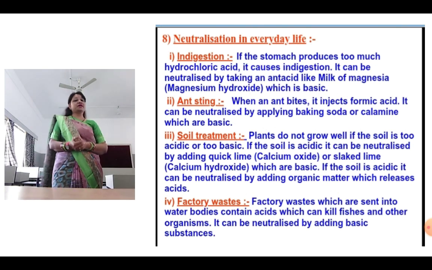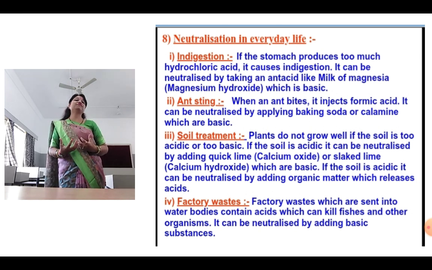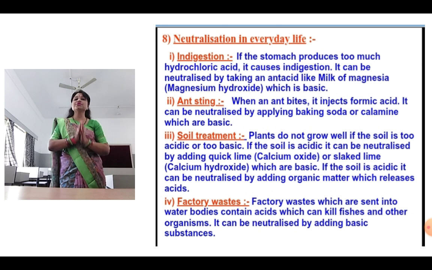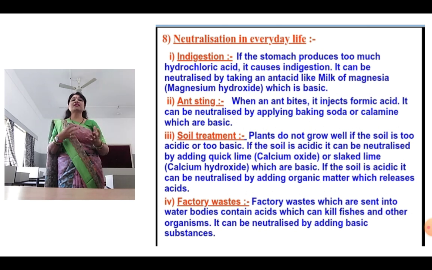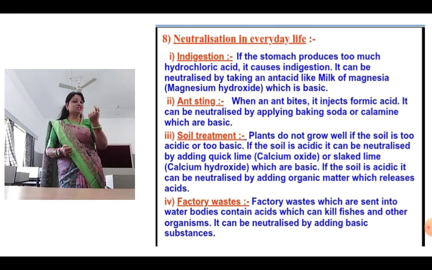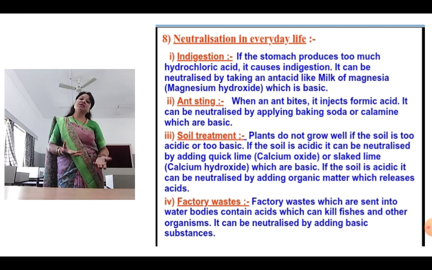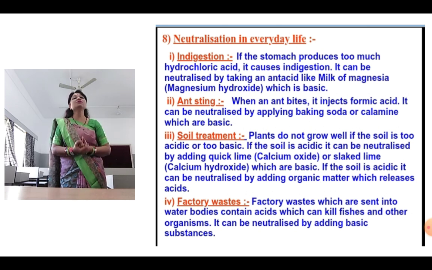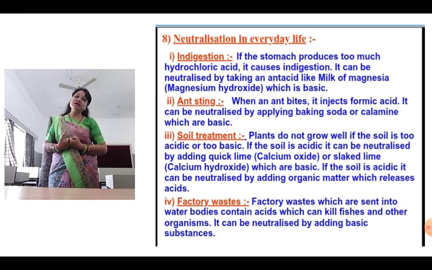Now the neutralization reactions in everyday life. First is indigestion. Many times we have discussed when we feel acidity. If the stomach produces too much HCl, that is hydrochloric acid, it causes indigestion. Now it can be neutralized by taking an antacid. Tablets are there in the market, or like milk of magnesia, which is basic. Or we can have Digene or Eno. These are all bases. So how do they react? We have the acid in the stomach and we take the bases in the form of antacid or any other solution. So when this acid and base react, they neutralize and we get relief from the acidity.